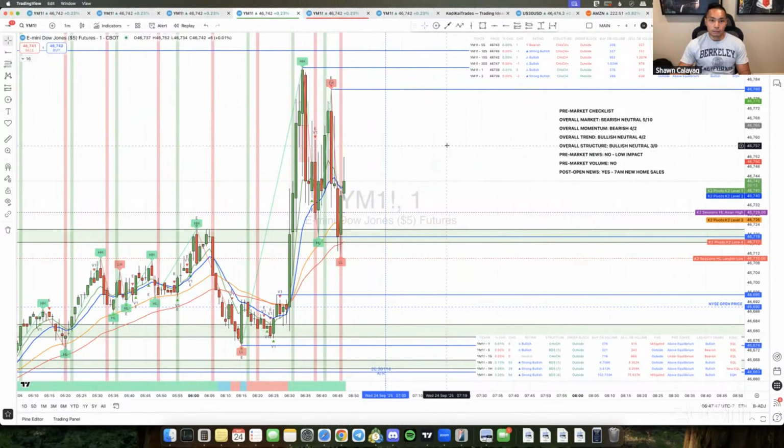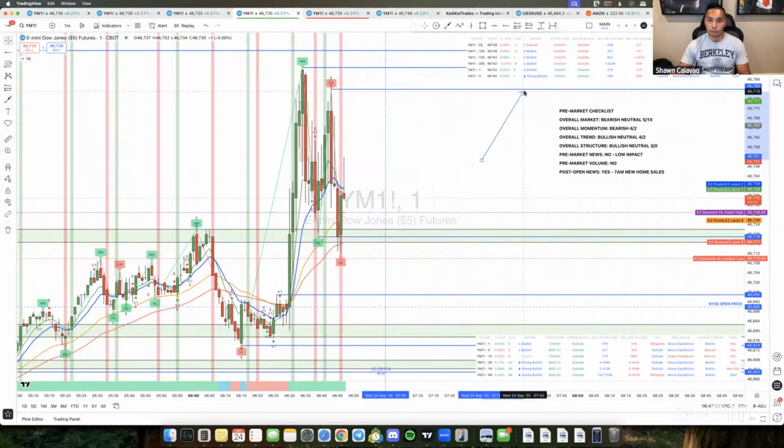All right. So let's see. We got price pushing back up. The overall market structure again is still pretty bullish. So with that being the case, if you get a buy signal here, it could be another possible momentum scalp to the upside.